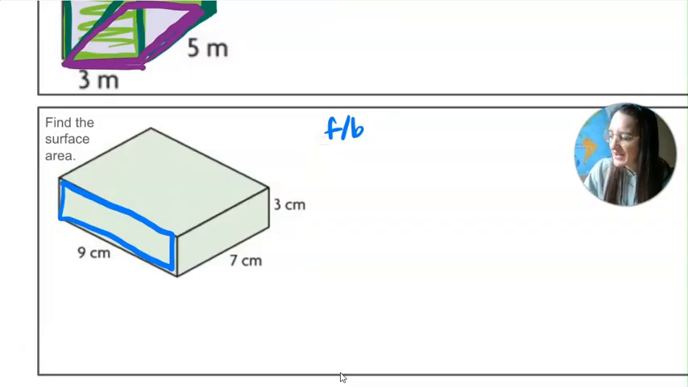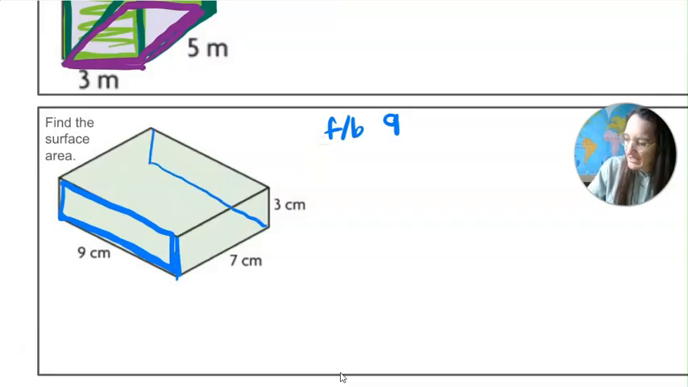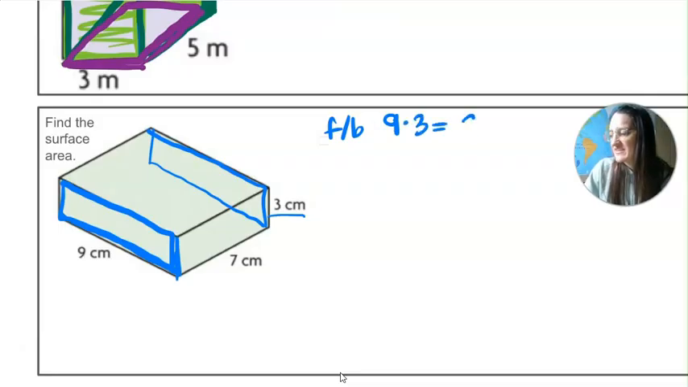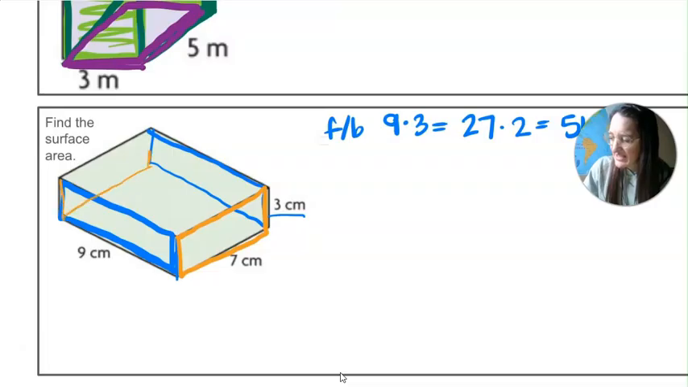Okay, so my front is, this is 9. Now, the height of the front is not labeled, but if I were to look back here at the back, the height for the back is labeled. So that's 3 times 9. It gives me 27. I'm going to times it by 2 because it's a front and a back. Then if I look at my sides, there's a side there. This side is kind of hidden, but it is there. So my sides are 7 and 3, which is 21. Double that and I get 42.